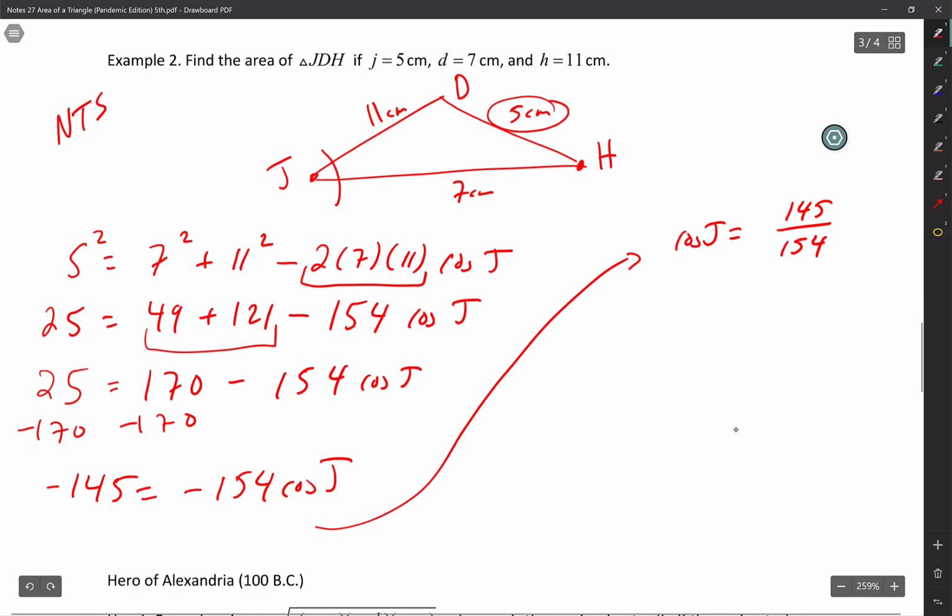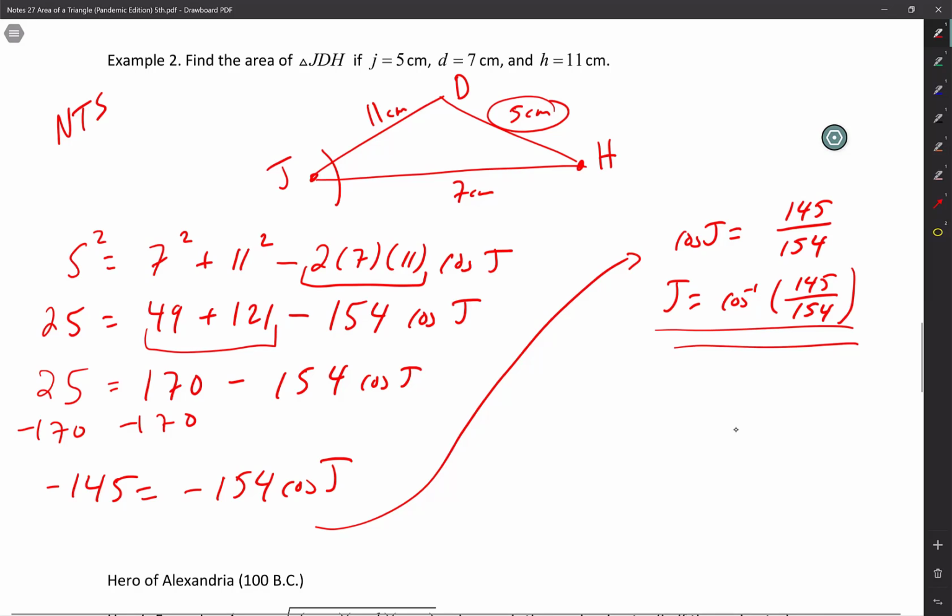Now, sometimes I turn a little dyslexic and I write numbers weird, especially when these numbers are all the same digits, 145, 154. So angle J is equal to arc cosine of 145 over 154. Now, in case you don't know why I'm doing that, guys, I need an angle to figure out the area of this triangle. So there it is. I'm going to use Desmos to figure out that angle, and I'm going to call it J. I always like that name, by the way, J.